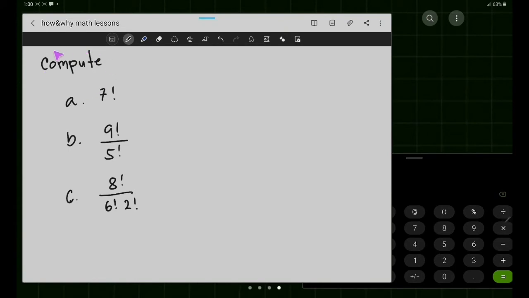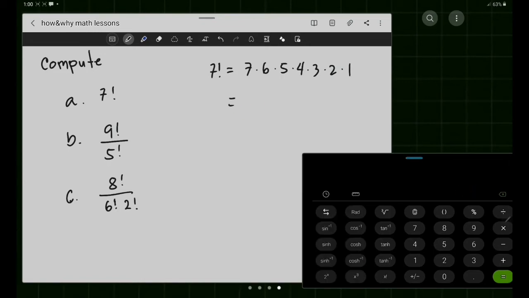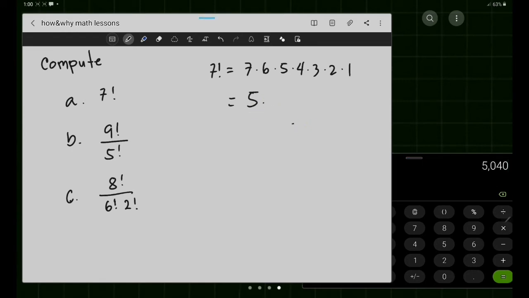Ngayon, okay, sagutan natin ito. Compute ang 7 factorial. Ito yung letter A. 7 factorial is equal to 7 times 6 times 5 times 4 times 3 times 2 times 1. So this is equal to, give me the calculator, 7 factorial, this is 5040. 7 factorial is 5040.